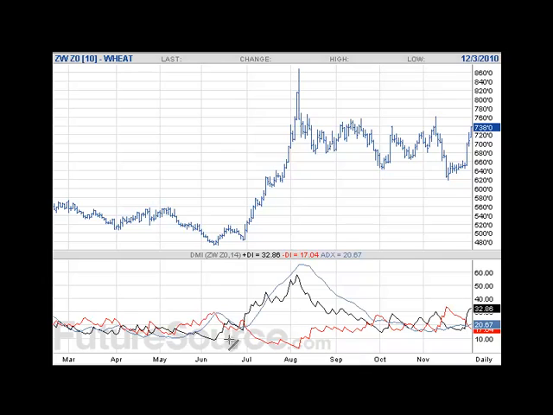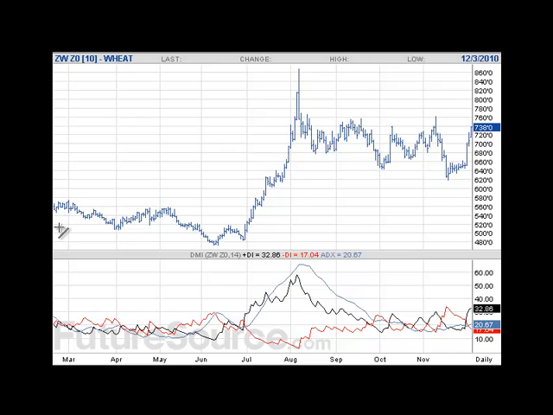The ADX rises in bull markets and rises in bear markets. It's a trend following indicator. Okay? A rising ADX does not mean a bull market. It means a trending market. Okay? So it could be up or down. And we'll go through some examples so we can see that.